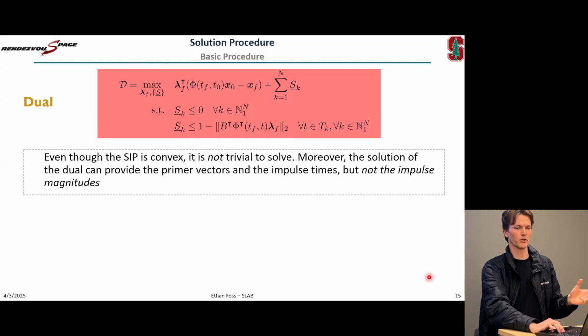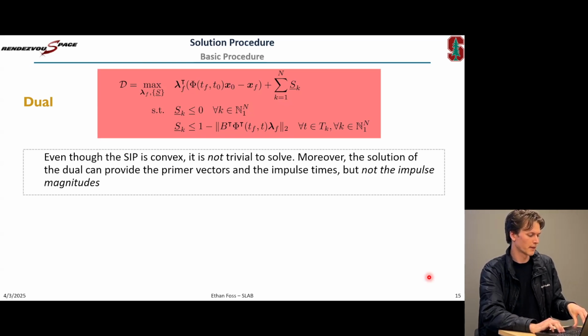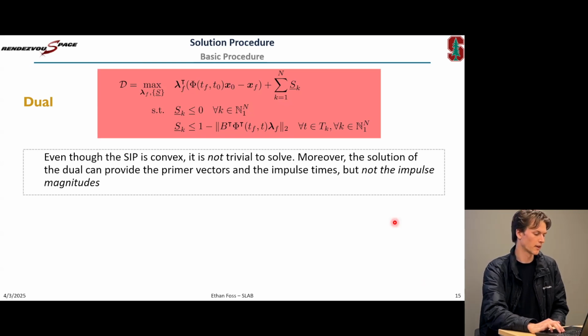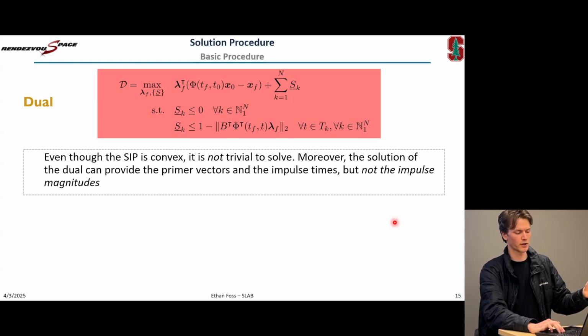So now I'll just briefly go through the solution procedure for solving such a problem. So even though this is a convex optimization problem, it's not trivial to solve because of this semi-infinite constraint. And another thing is that solving this dual problem does not recover the optimal solution to the primal problem completely. So solving this dual problem, we will be able to obtain the optimal impulse times and the primer vectors, but we will not be able to solve for the magnitude of the resulting thrust profile. So to do that, we will need to solve a separate optimization problem upon completion of the semi-infinite program.